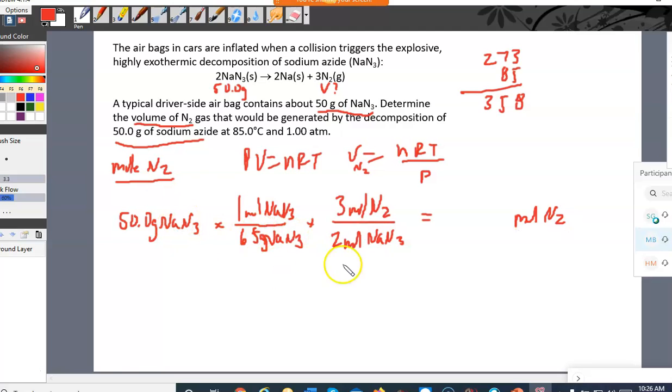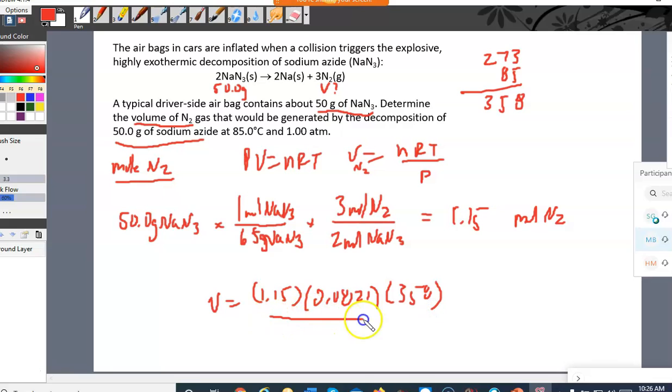All right, so this is basically my equation. So 50 times 3 divided by 65 divided by 2. So I get 1.15 moles of nitrogen. So now plug all those numbers into this equation. So V equals 1.15 times 0.0821 times 358, all divided by 1.5, and we get 33.8 liters.